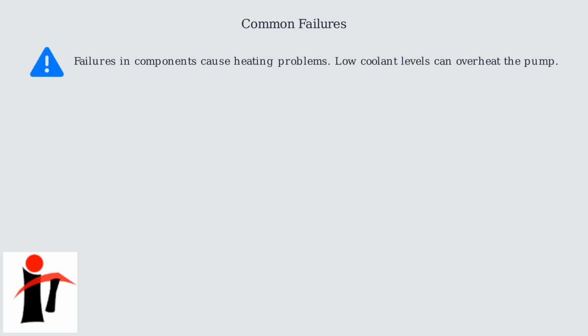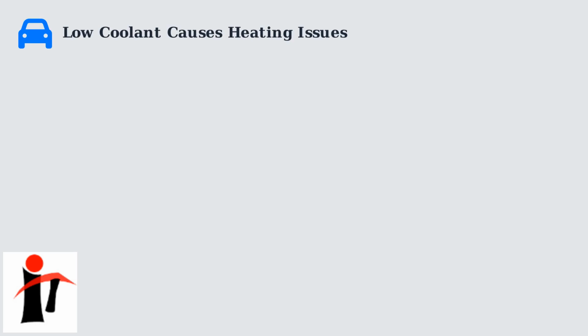Failures in any of these components can prevent the system from blowing hot air. For example, low coolant levels can cause the pump to overheat, leading to system shutdown or reduced performance. A primary cause for heating issues in your Tesla Model 3 is low coolant levels. The coolant circulates heat from the battery and motor to warm the cabin.